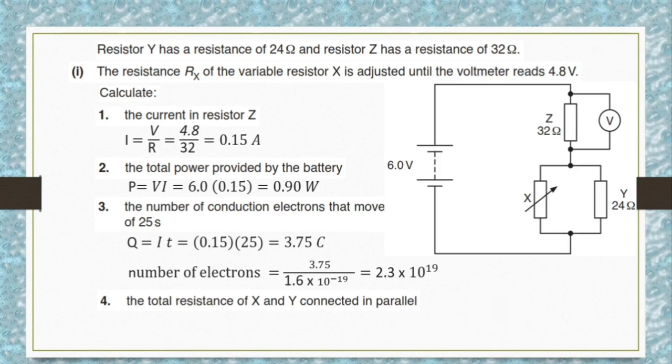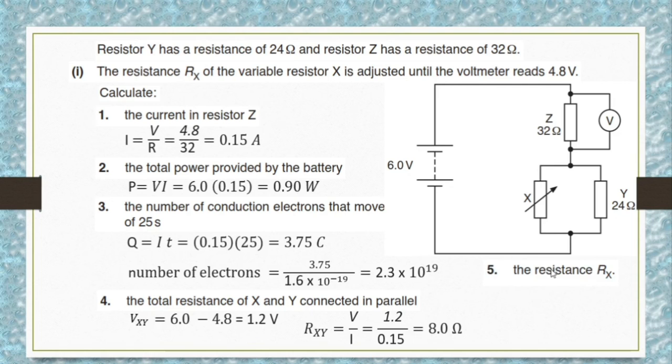The next question, we want to find the total resistance of X and Y connected in parallel. We can see here that the total EMF is 6 volts and this Z gets 4.8 volts. So we can find Vxy, which is equal to 6 volts minus 4.8 volts, equal to 1.2 volts. So Rxy will be equal to Vxy divided by the current flowing. The current flowing will be 0.15. So Rxy will be 8 ohms.